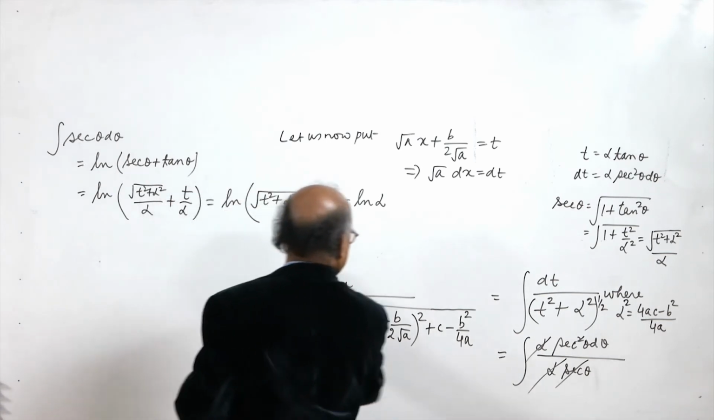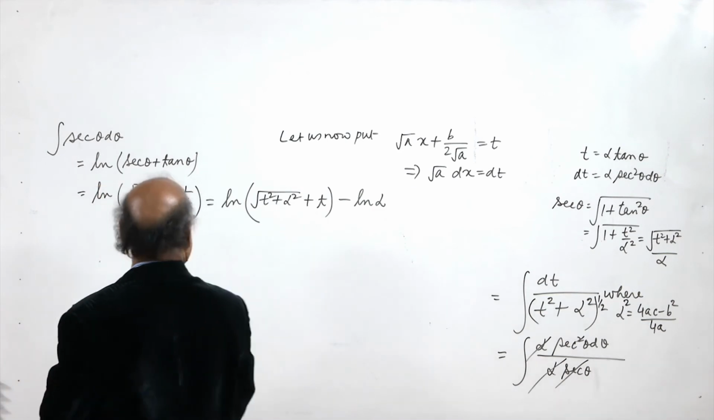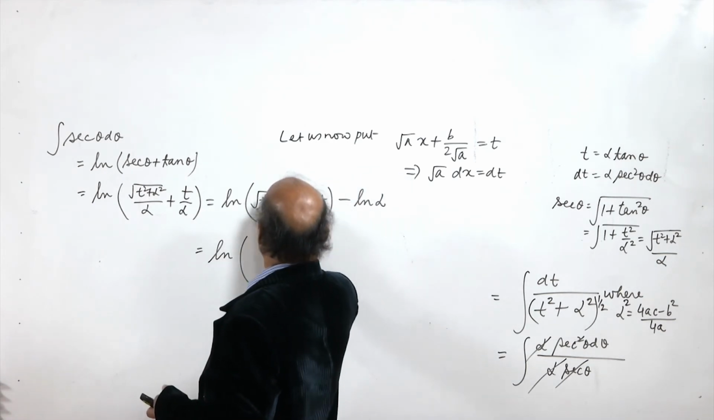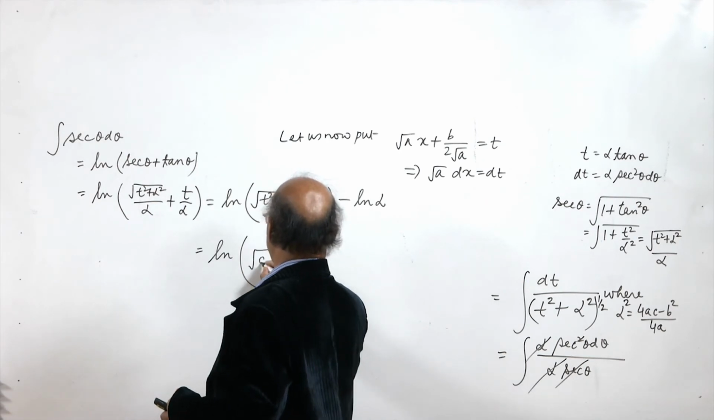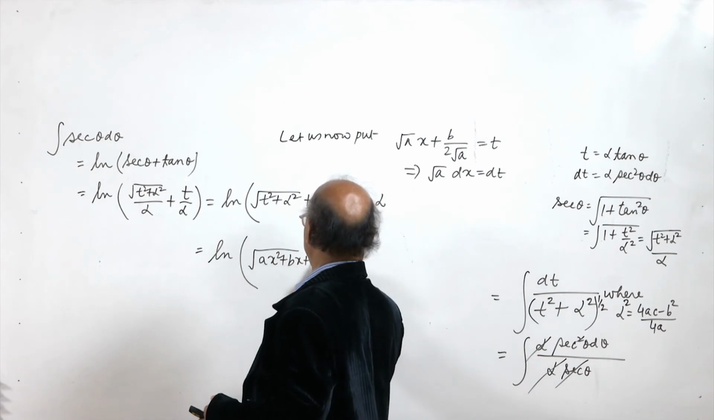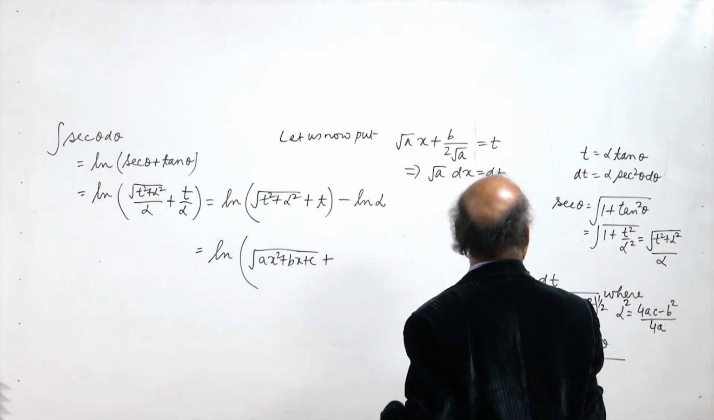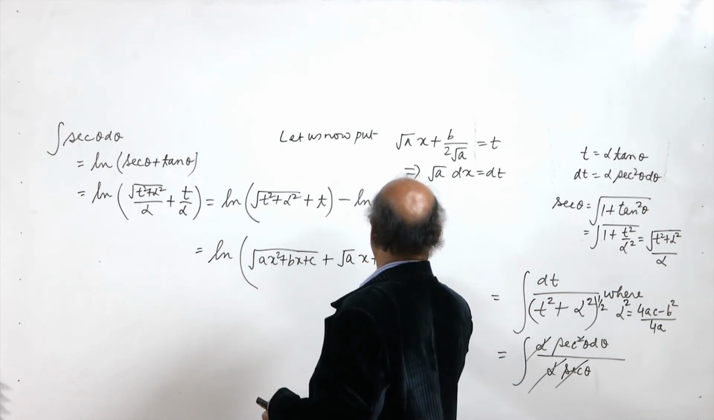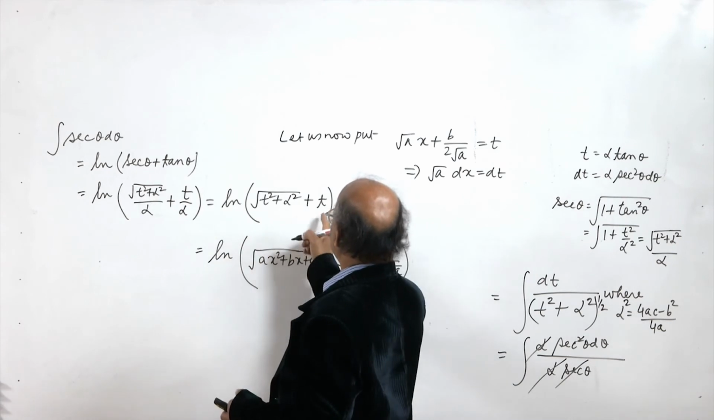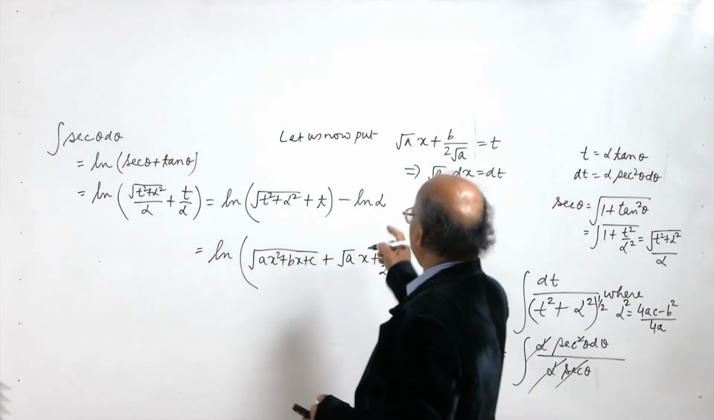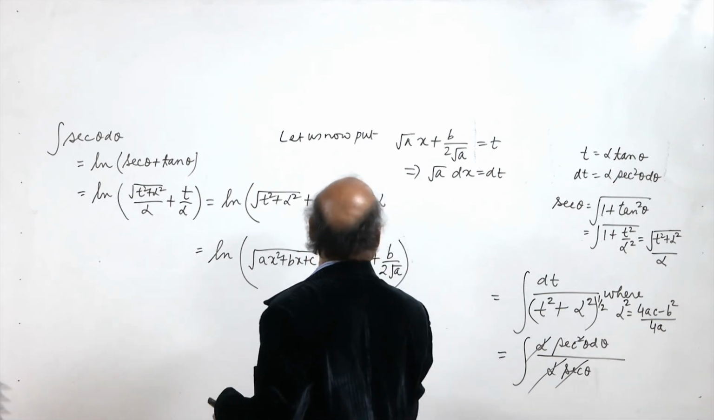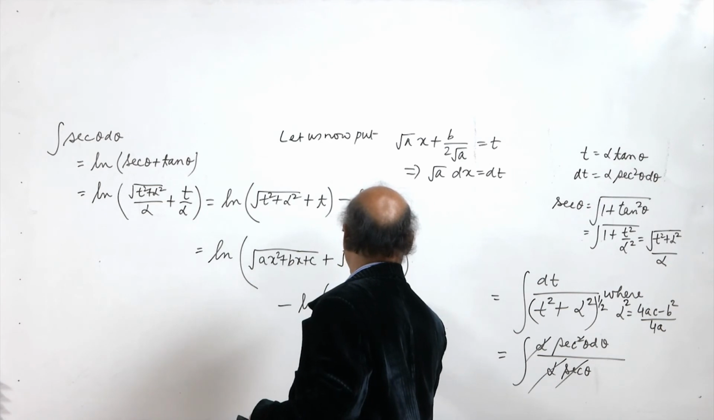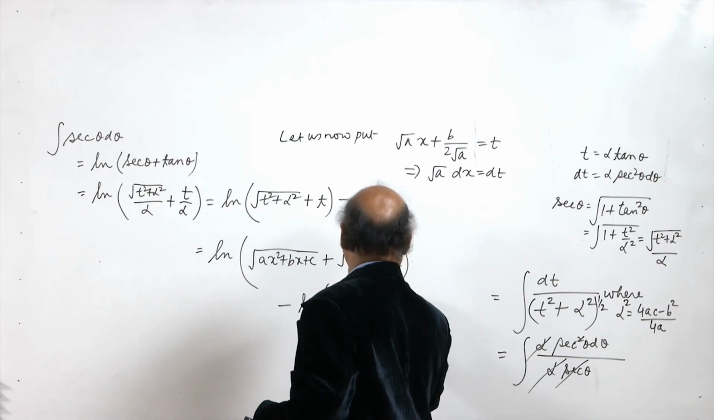Let us substitute the value of t here. When we substitute the value of t, what we will get? So t square plus alpha square is nothing but ax square plus bx plus c. So this is ln of under root ax square plus bx plus c plus t, where t is equal to root a into x plus b over 2 root a. This is the expression for ln of under root t square plus alpha square plus t minus ln alpha. Alpha is the square root of (4ac minus b square upon 4a), that is, raised to the power half.